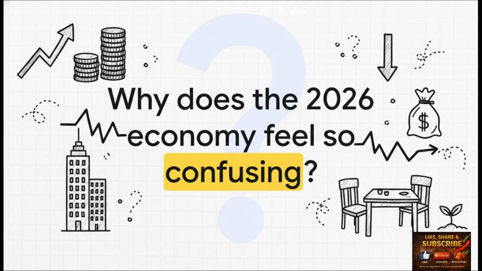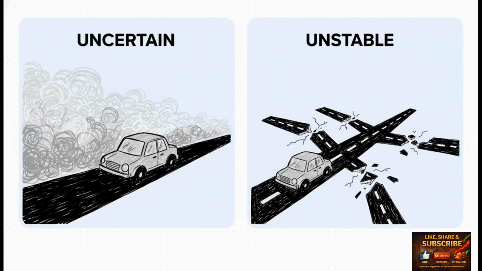This isn't your typical economic cycle, and to really get it, we need to rethink a word we hear all the time. And this slide right here really gets to the heart of it. It's the difference between uncertain and unstable. We always hear that the market hates uncertainty, right? But some great analysis from Charles Schwab suggests unstable is a much better word for 2026.